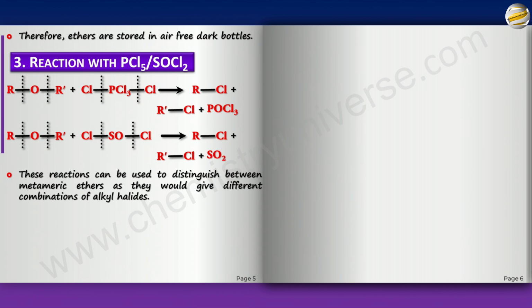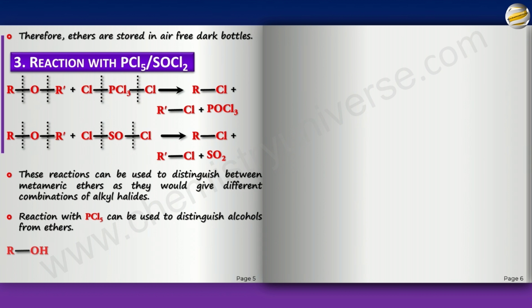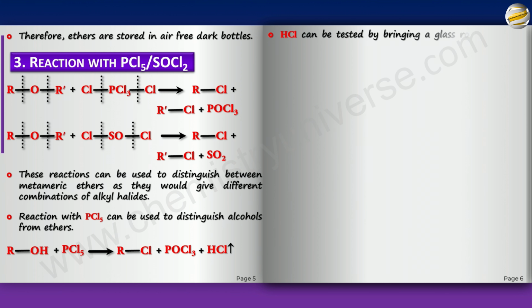And the reaction with PCl5 can even be used to distinguish alcohols from ethers. One way of doing that is, of course, to test for acidic H, but on top of that, you have this reaction where PCl5 will react. Again, both bonds of O will break. You'll get RCl, POCl3, and HCl. HCl is a gas, and it can be easily tested by bringing a rod dipped in ammonia. It gives you dense white fumes of NH4Cl.